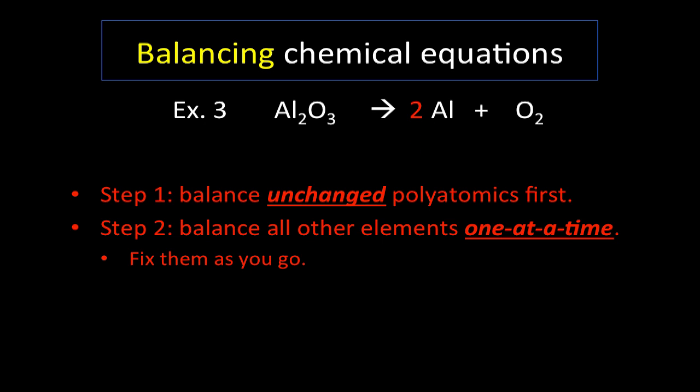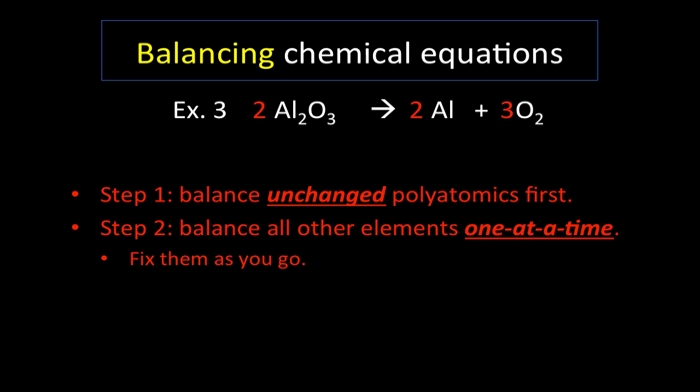We have 3 oxygens on the left and 2 on the right. So we have an odd number on the left-hand side of the reaction and an even number on the right-hand side. You have to find the lowest common multiple, and 2 times 3 is 6, so we'll make it 6 oxygens on both sides. If we put a 2 in front of aluminum oxide, that gives us 6 oxygens on the left. We put a 3 in front of the O2, that gives us 6 oxygens on the right.